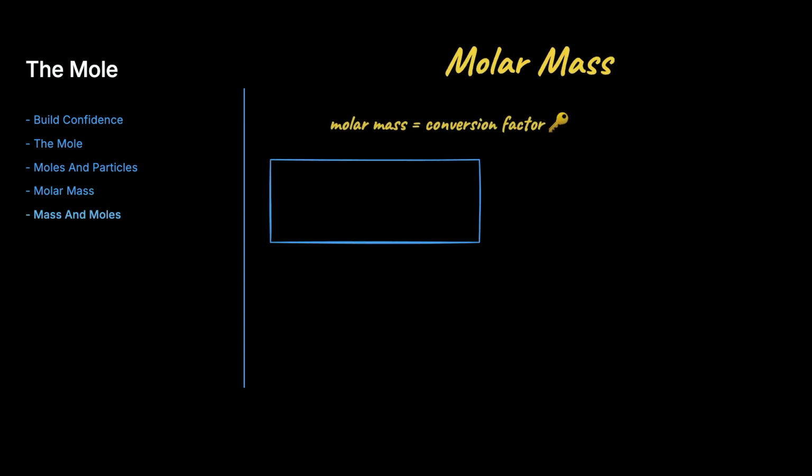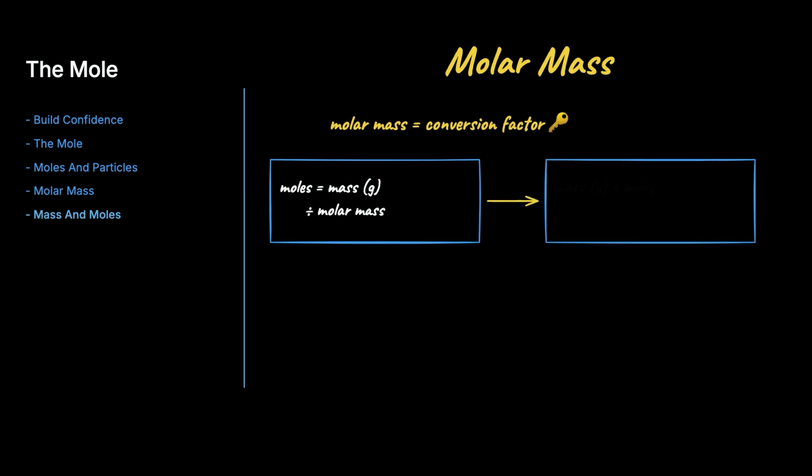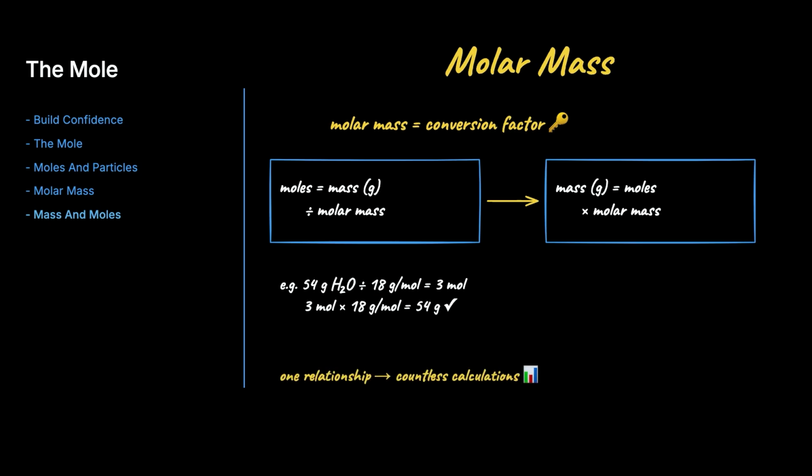Molar mass is also your conversion factor between grams and moles, the two quantities you actually weigh and use. To find moles, divide the mass in grams by the molar mass. To find mass, multiply the moles by the molar mass. This single relationship unlocks an enormous fraction of the calculations you will face.